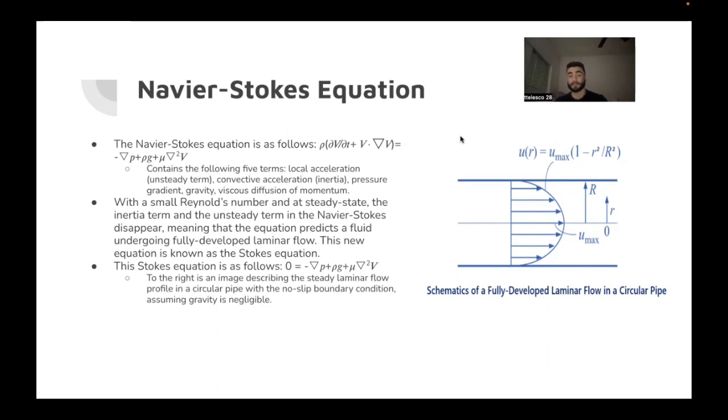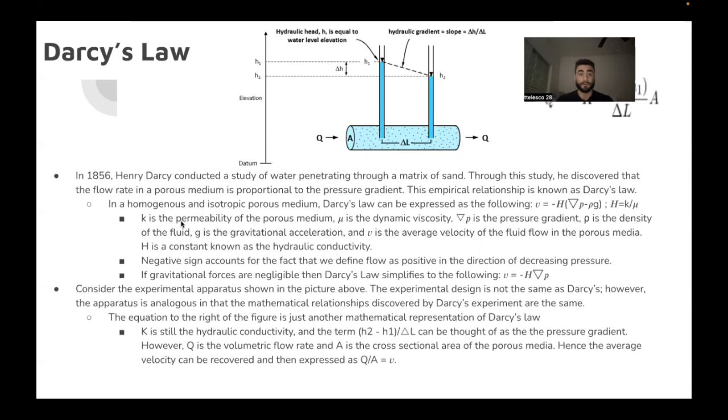And to the right, we have an image describing the steady laminar flow profile in a circular pipe with the no-slip boundary condition, assuming that gravity is negligible. Now that we have a little bit of background on the Navier-Stokes equation, I can properly introduce Darcy's law.